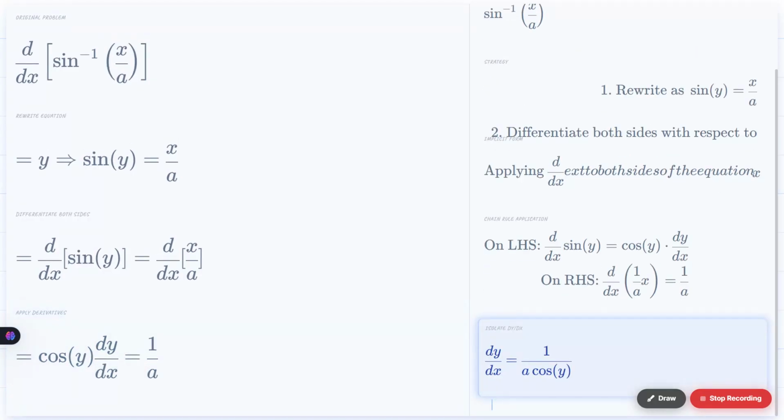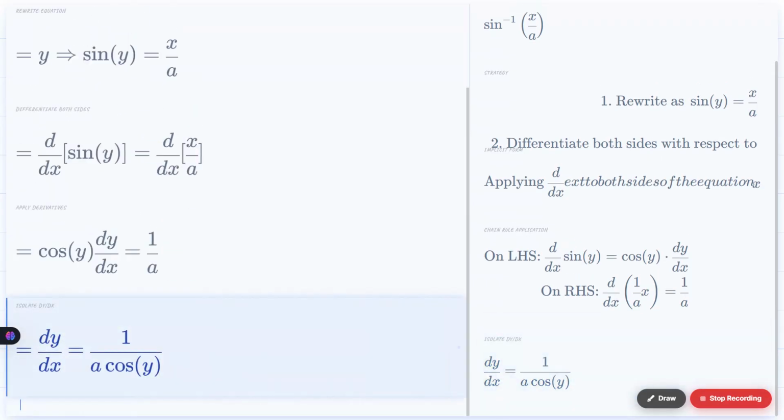We plan to get dy over dx by itself. This is our goal to find the final answer. To get it alone, we must move the other parts to the other side. We divide both sides by cosine of y to get dy over dx equals 1 divided by a times cosine of y. We do this to isolate dy over dx. Dividing both sides by the same thing keeps the equation balanced.